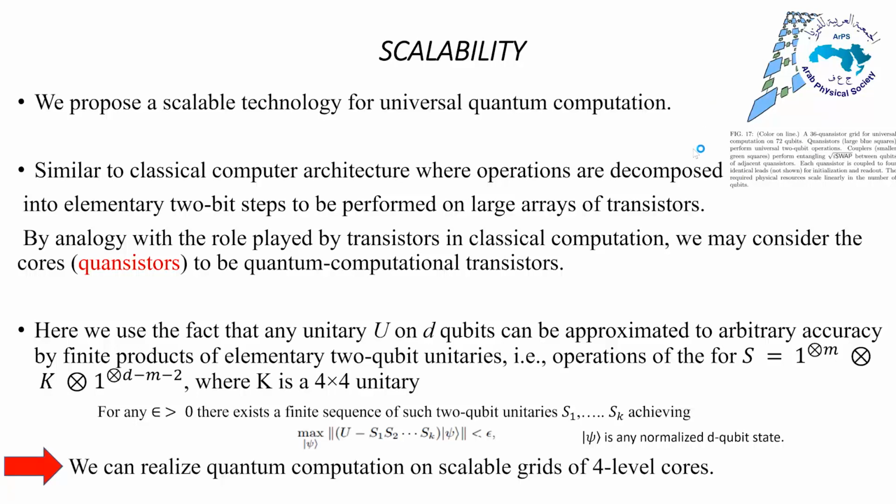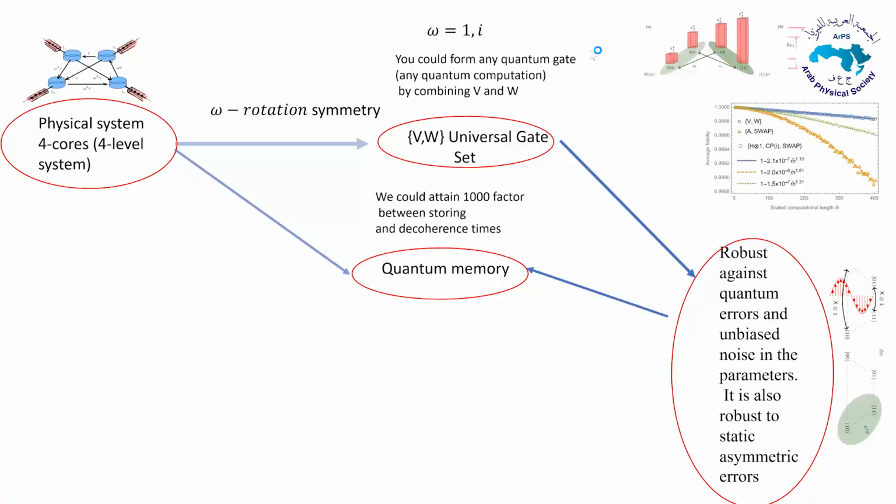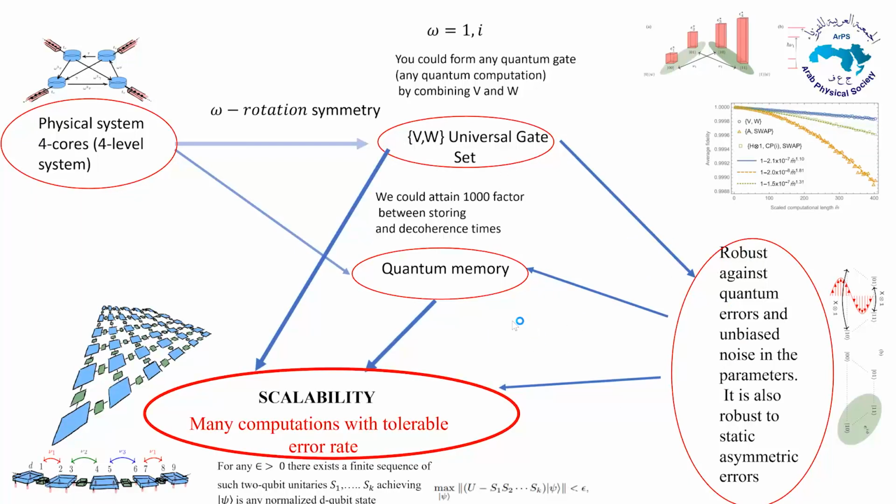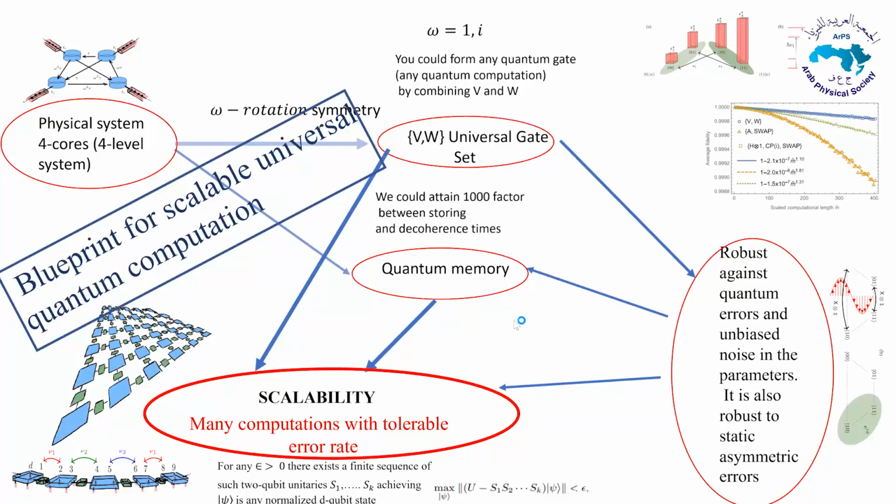Now, I told you we can realize quantum computation with scalable grids of 4-level cores. From four quantum dots, and it can be any other system, but this one has some symmetry, we have created quantum gates robust to errors. We have scalability. So we have realized what we call a blueprint for scalable universal quantum computation, but using a 4-level system.